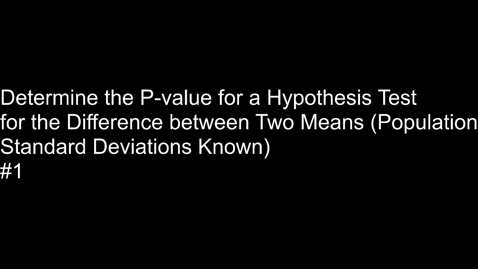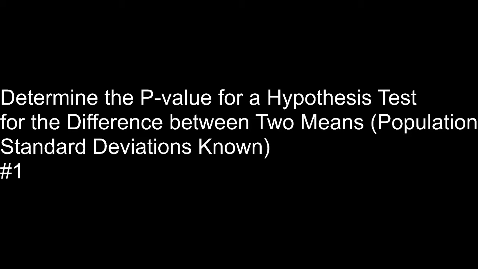This video is on the objective: determine the p-value for a hypothesis test for the difference between two means, with population standard deviations known. Because they're known, the test statistic will be a z-score. We'll be dealing with the normal distribution instead of the student's t distribution.